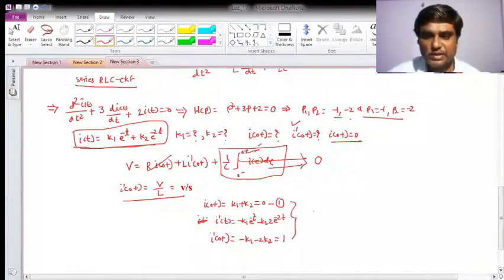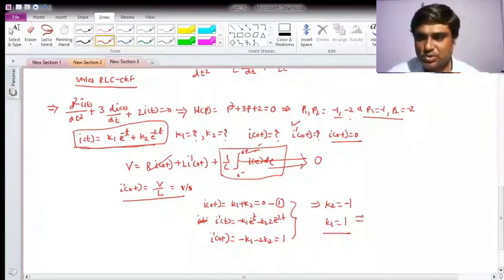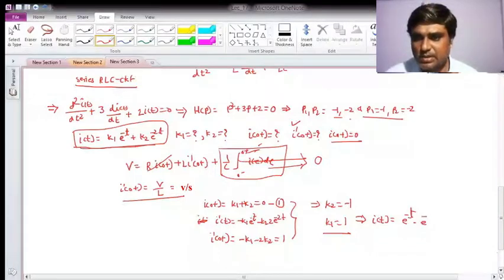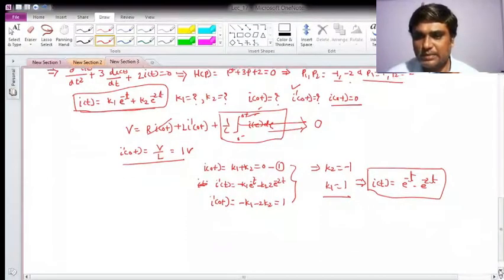If I solve this, k1 plus k2 is 0, and subtracting, minus k2 is 1. So k2 is minus 1, and since k1 plus k2 is 0, k1 is plus 1. So I got the solution. The equation for the current in the given circuit is e raised to minus t minus e raised to minus 2t. This is my overall current in the given circuit.